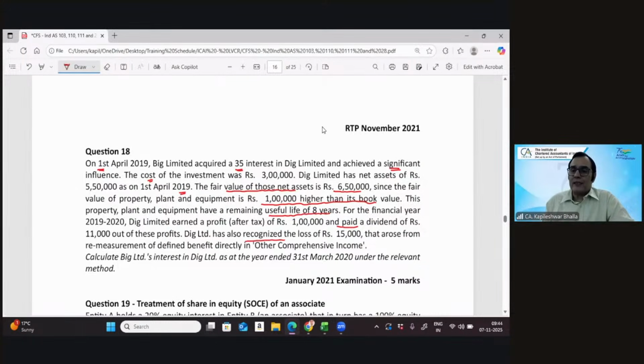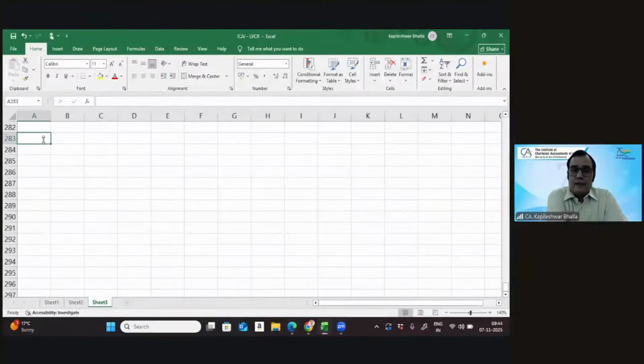They also recognize a loss arising from the remeasurement of the defined benefit, recognized in OCI. As you were asking me, how do I know whether they've taken a hit on the P&L or the OCI? I think it's very clearly given. When they earn profits, I safely assume the profits are earned in the P&L. But there is a loss arising out of OCI to the extent of 15. Let's begin the journey. Question number 18, 5 marks, simple and straightforward indeed.